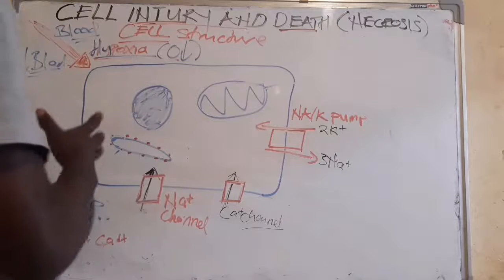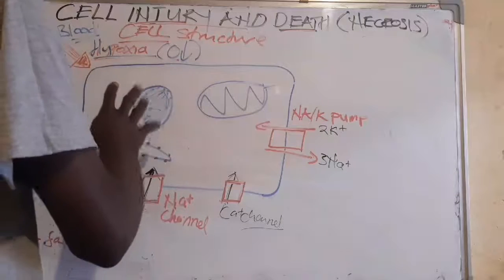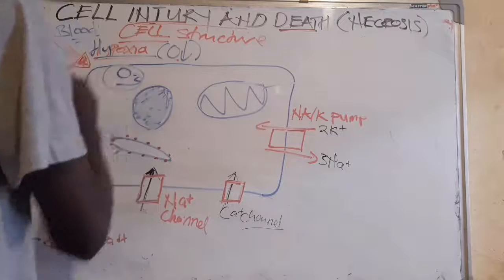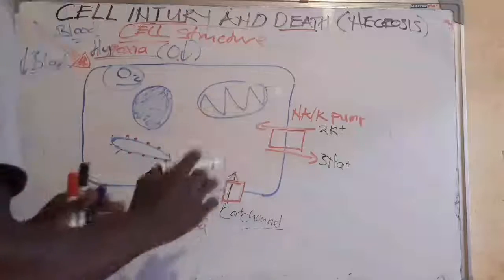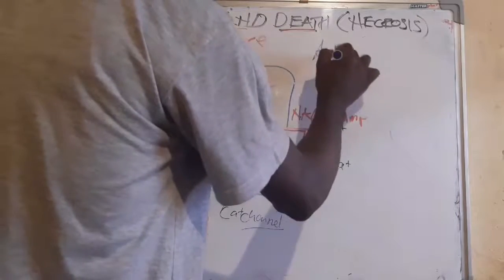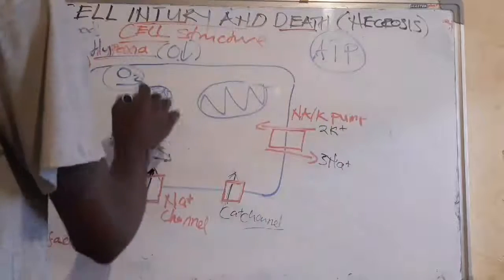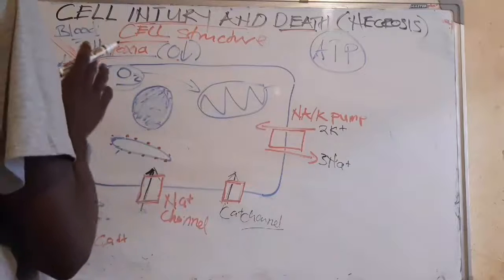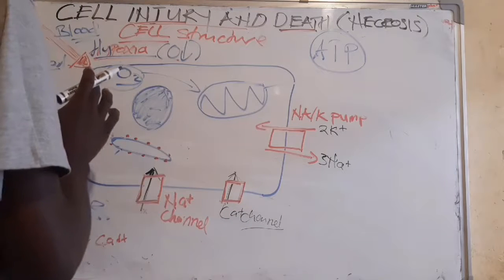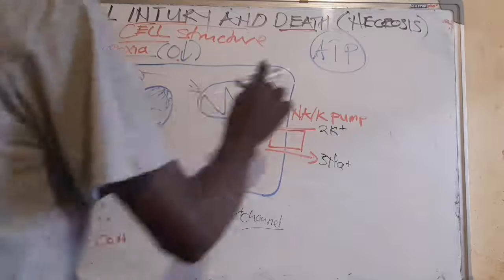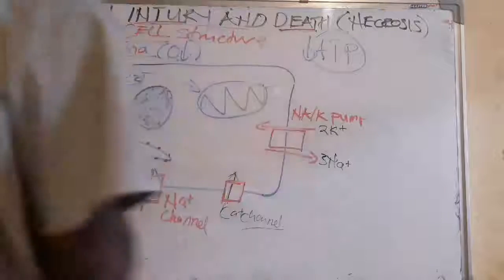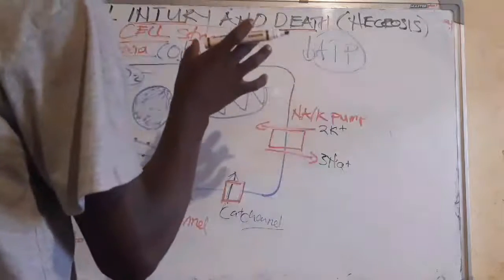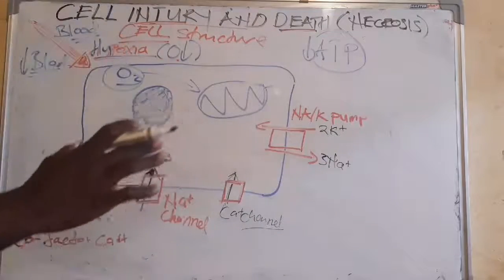Now, what is the function of oxygen in the cell? Let's say there is oxygen here. We know that oxygen is very important in the production of ATP when it enters the mitochondria. So when there is reduced supply of oxygen, there will also be reduced supply of ATP. Why can the reduction in ATP lead to cell injury?